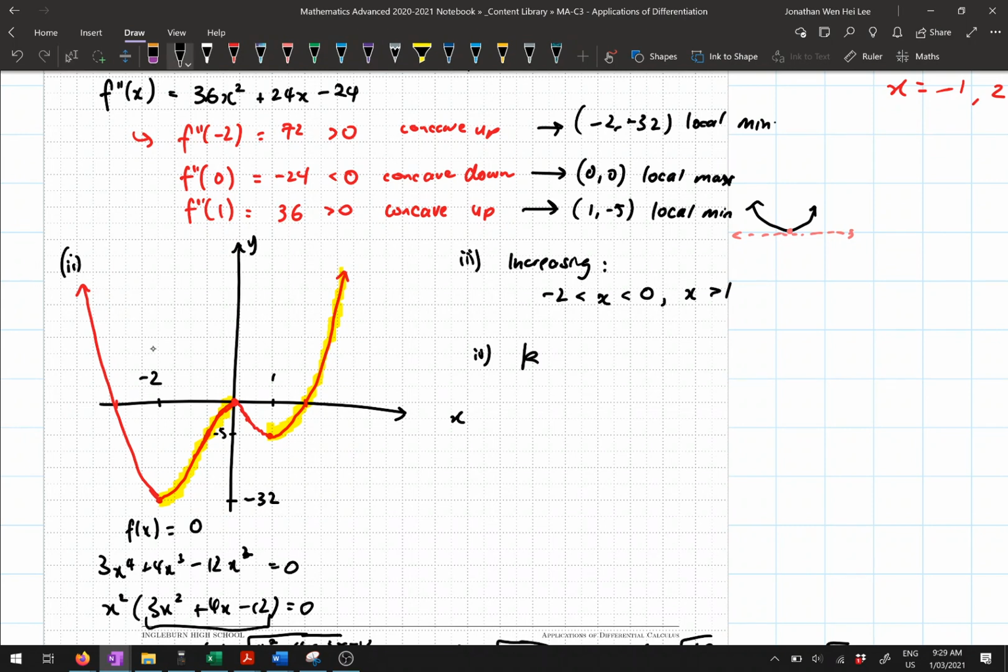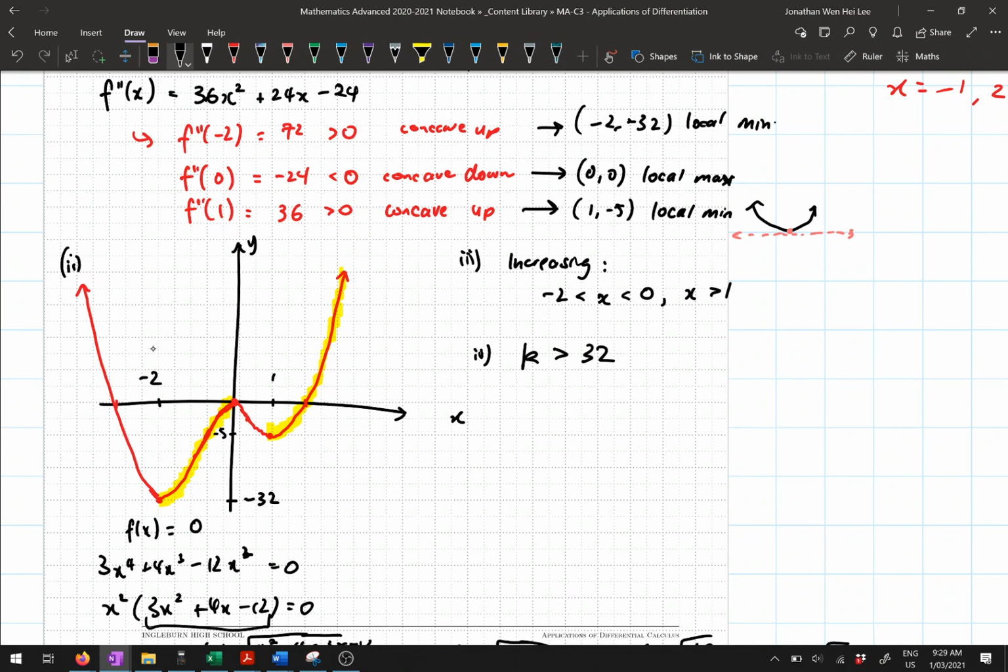Greater than 0. 32. Can you explain why it's 32? Your first answer, and why is the answer that k is greater than 32? Because it sits on the x-axis, so you have to go above the x-axis, which is anything greater than 32.